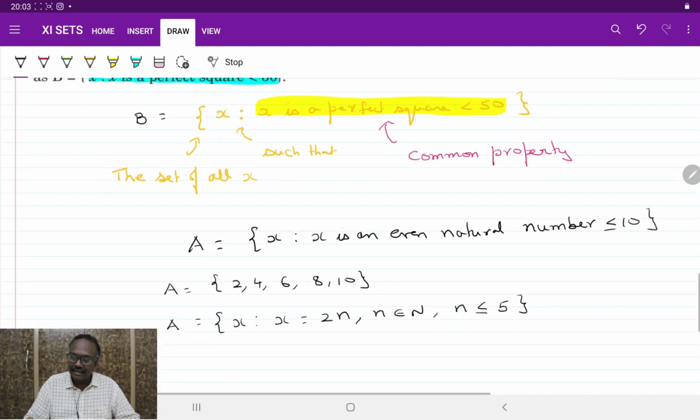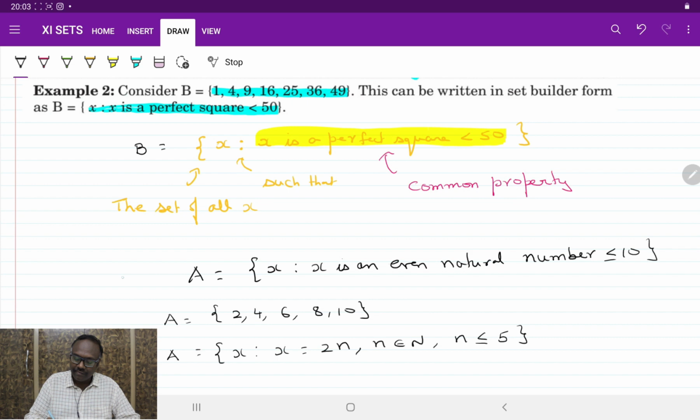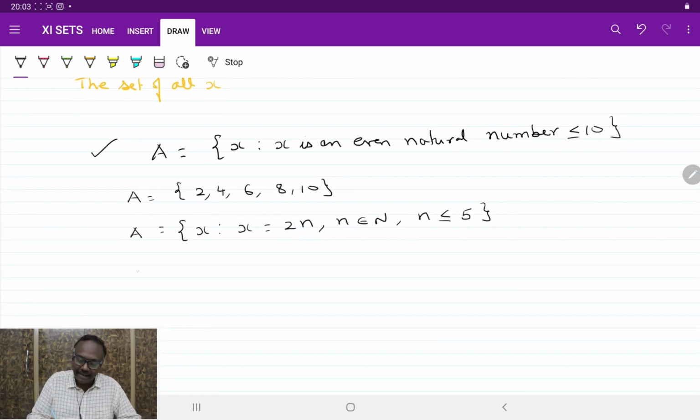Already we have seen in the previous case that it can be written as the set of all x such that x is an even natural number less than or equal to 10. Here, instead of writing in words, we have written an equation: x is equal to 2n, n belongs to natural numbers, n less than or equal to 5. Similarly, we can also write B.